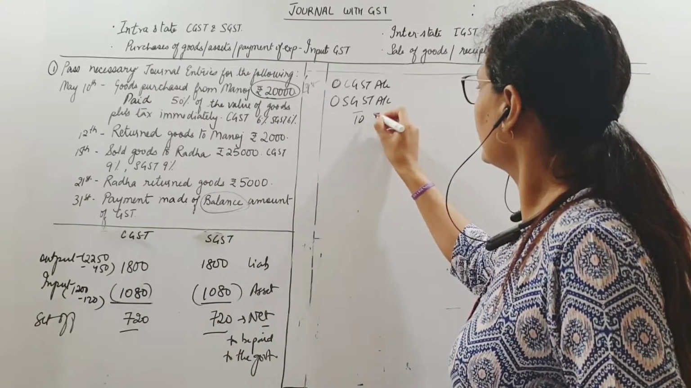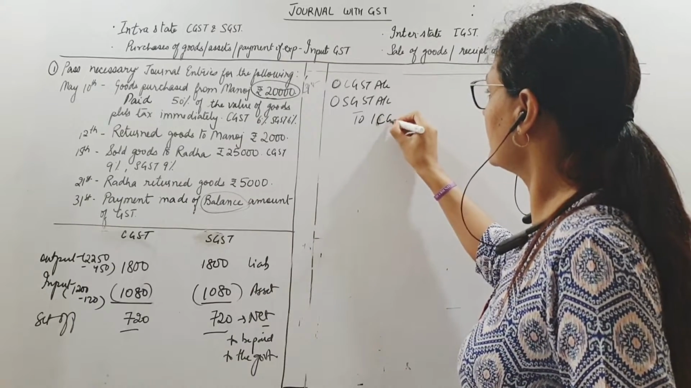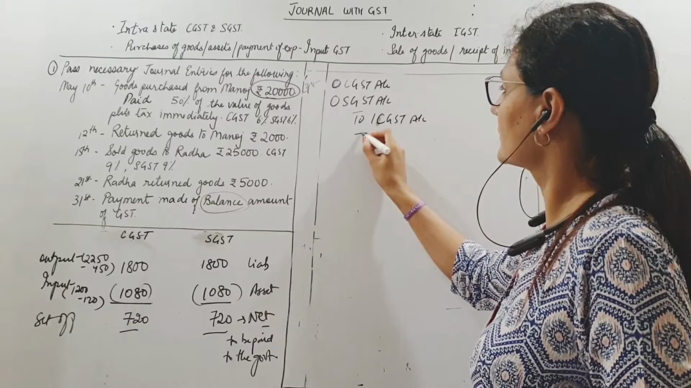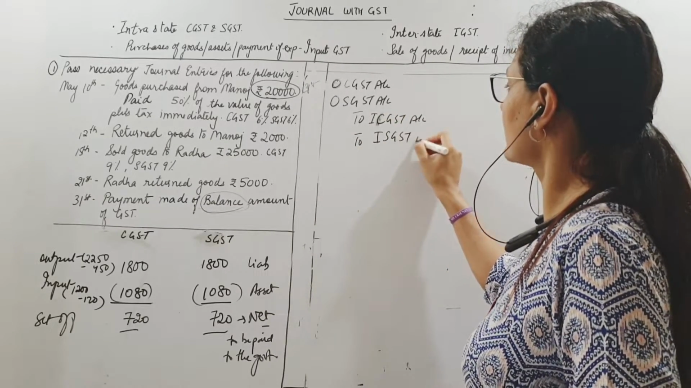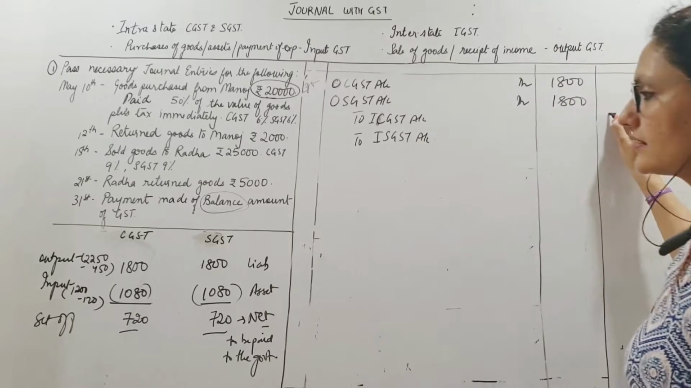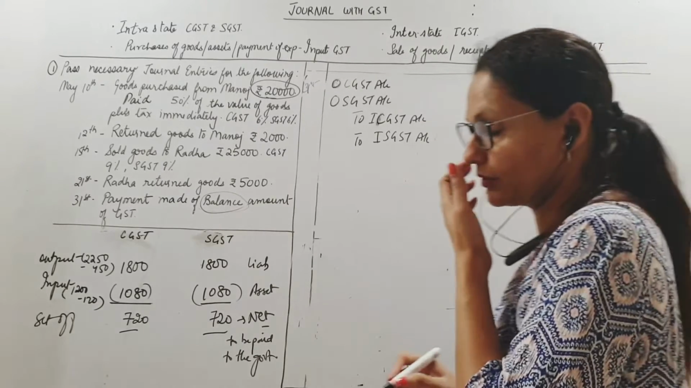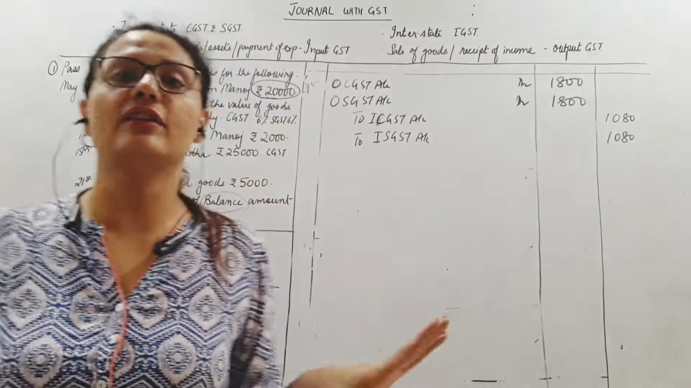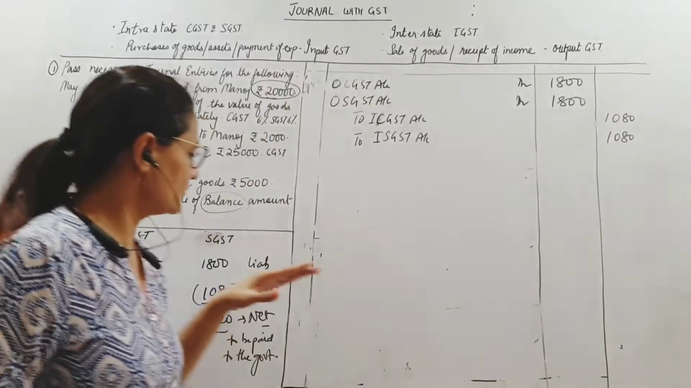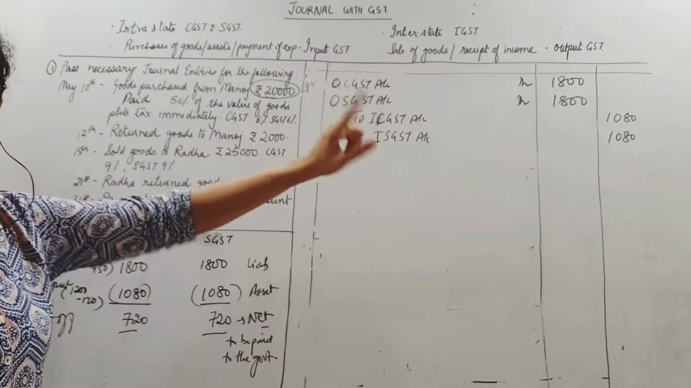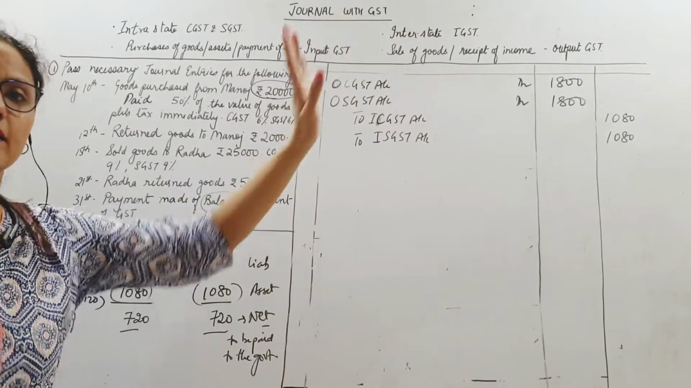So I am crediting input CGST account, input SGST account. Okay. So this 1080 is no more an asset to me because I am already utilizing it to set off a liability, to reduce my liability. And once I have done that, see, this is what I have done to set it off. Yes, output debit ho gaya, liability khatam, input credit ho gaya, asset khatam.